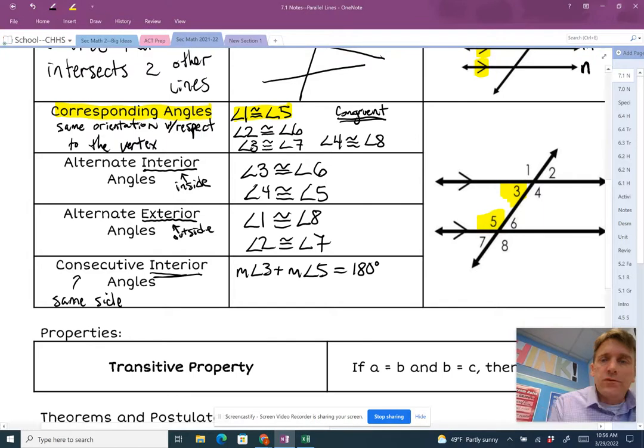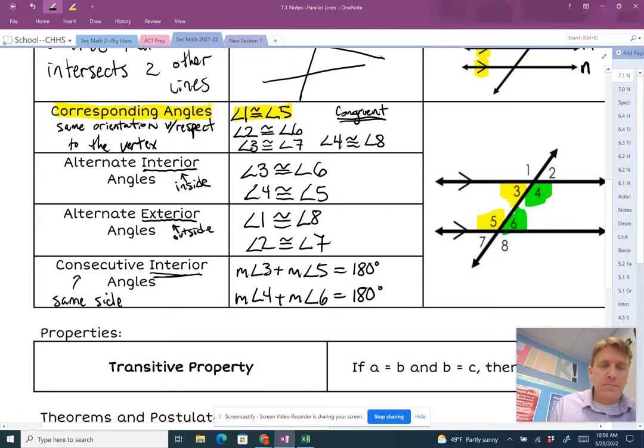If we go to 6 and 4, those are consecutive interior angles. And so the measure of angle 4 plus the measure of angle 6 is also 180 degrees. All right, so far so good.